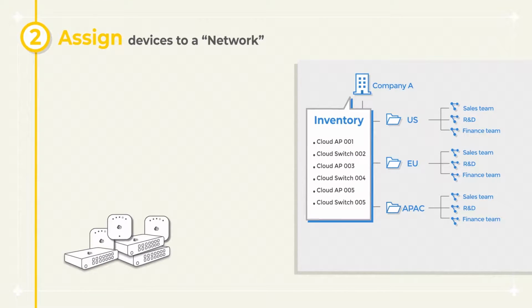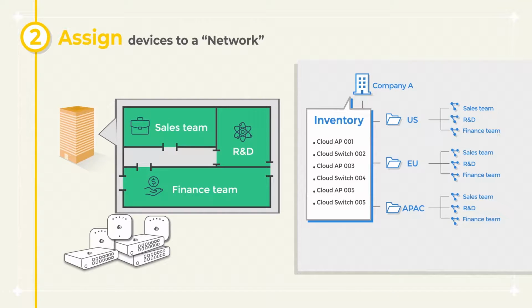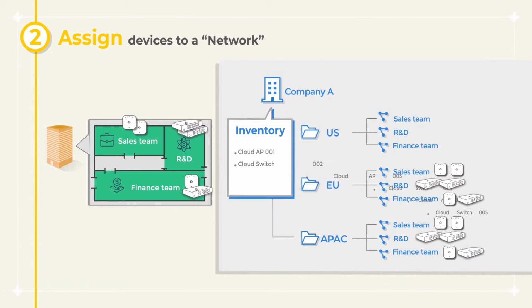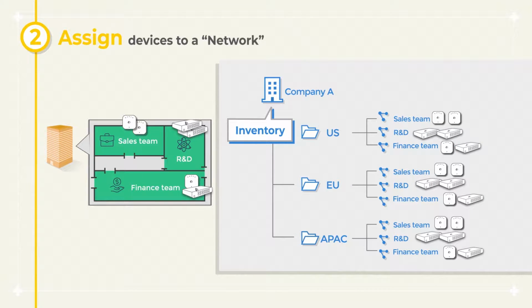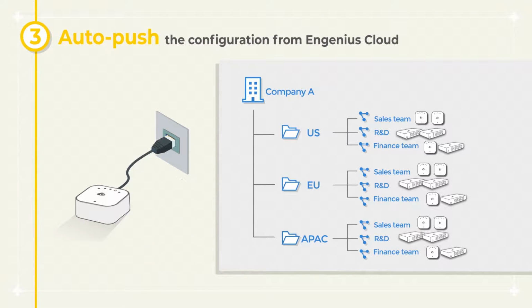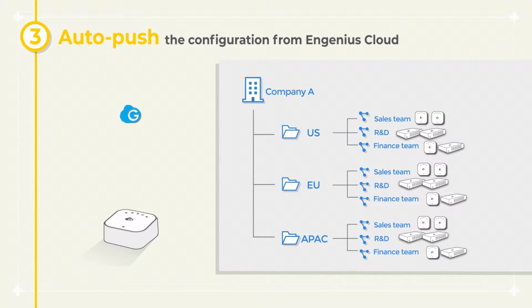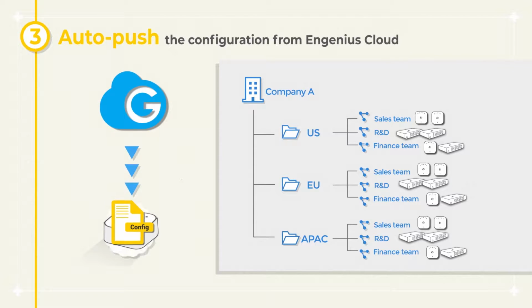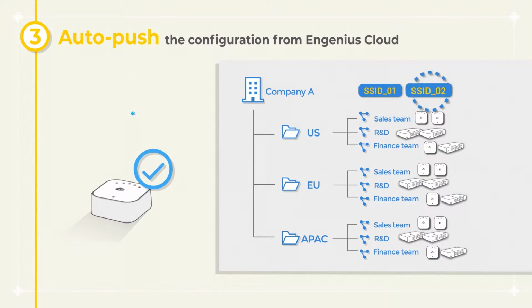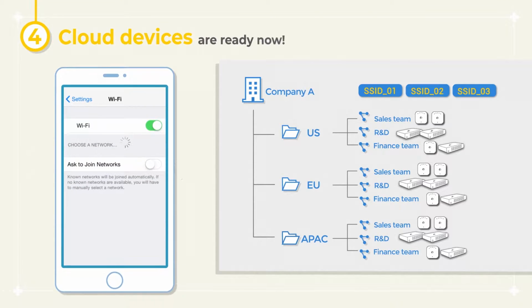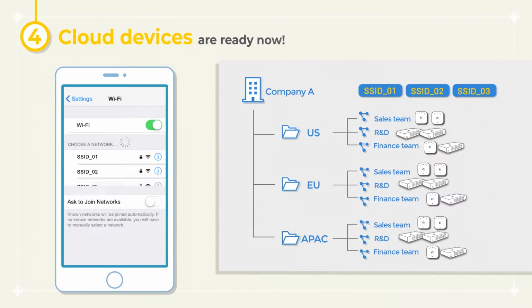Next, assign the devices you just registered to a network within your organization. You can divide the devices into groups and assign each group to a different network based on your real-world requirements. Once the device is turned on, EnGenius Cloud will push the appropriate network configuration to the device automatically. Each network will have the SSIDs according to the configuration you've designated. Now your cloud devices are ready. Check your list of Wi-Fi connections to verify that you're able to connect the SSID with a computer or smartphone.